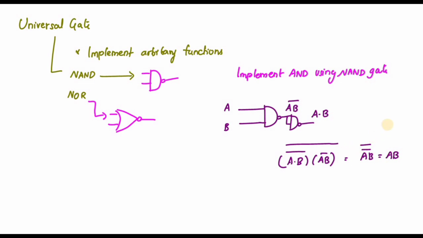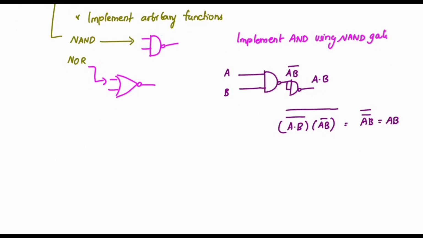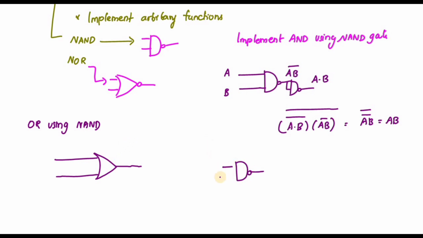Suppose I want to implement the OR gate using NAND gate. You know how the OR gate looks, right? This is my OR gate, and the NAND gate looks like this. If I apply De Morgan's law, I will get this one. Both are the same, these two are the same.